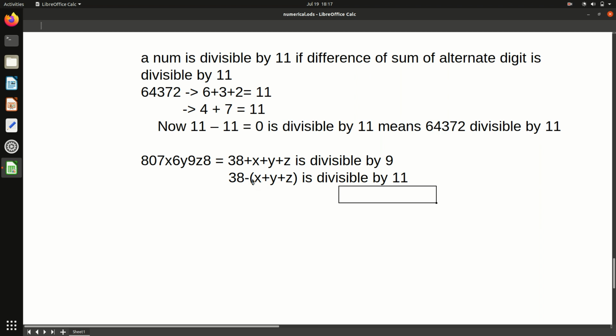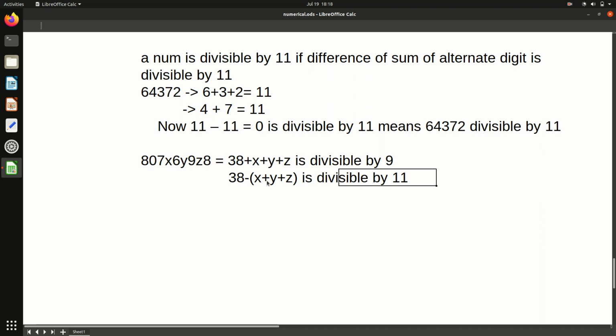And then we will subtract from it the sum of all even places. So even place is the second place, so 0 plus x plus y plus z. So 38 minus (x plus y plus z). Now we know that this must be divisible by 11. So we got two equations. One is this, and one is this.